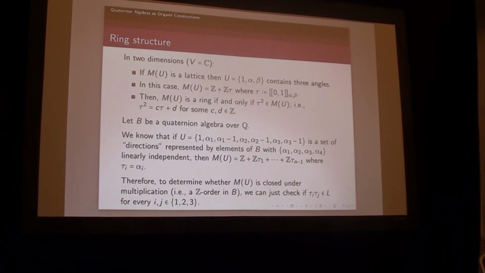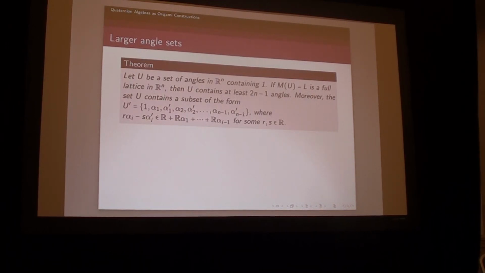So that's kind of nice. So that gives us, if our angle set is the nicest way we can possibly make it, there's a way to check. Although it feels kind of like cheating because we can just make the lattice we want. So then the question is, can we just do this no matter what our angle set is?